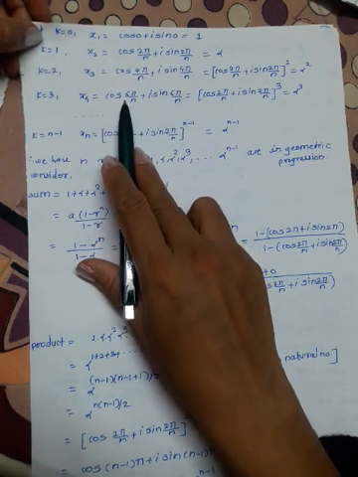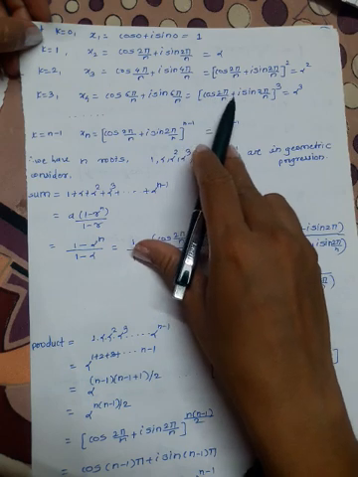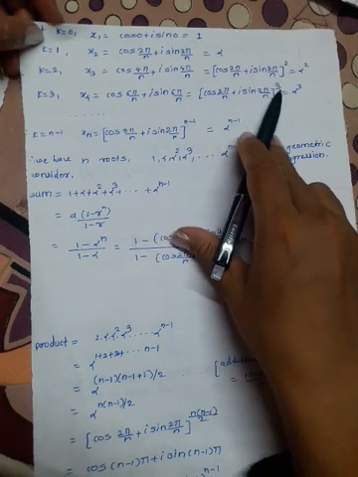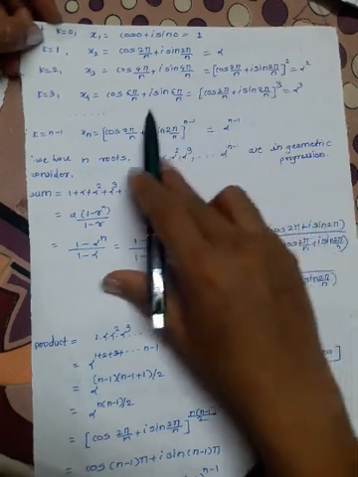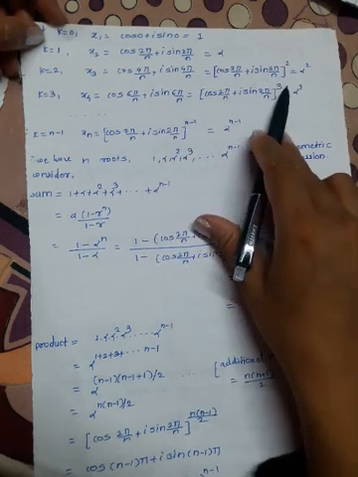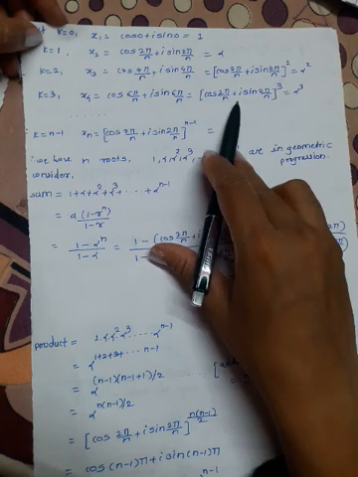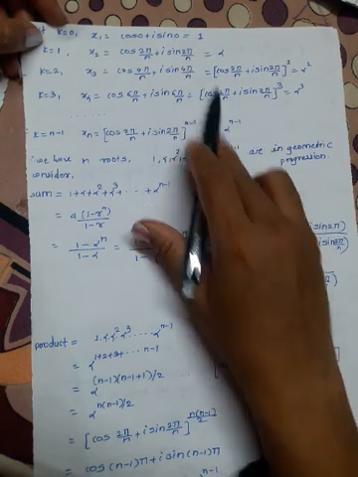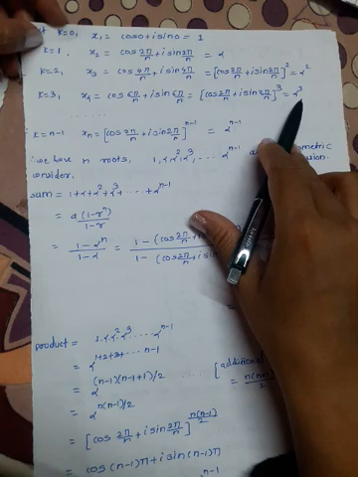Again split this 6 as 3 into 2. Therefore (cos 2 pi by n plus i sin 2 pi by n) raised to 3. By using De Moivre's theorem, we can take any number from the indice to the inside angle. And this is again alpha, therefore it becomes alpha raised to 3.